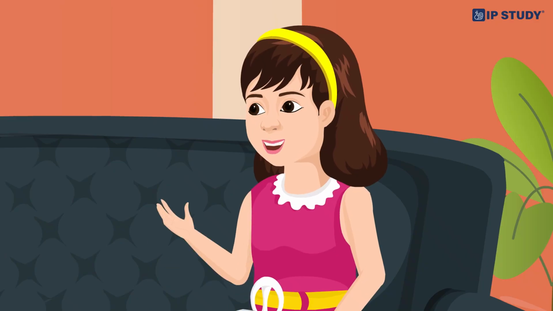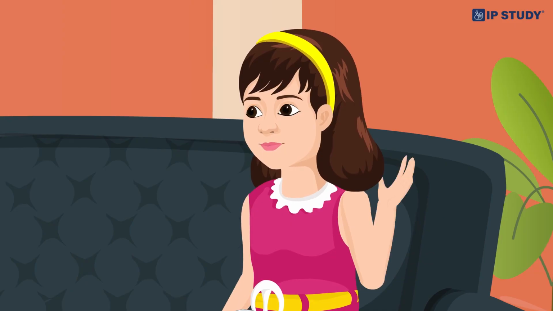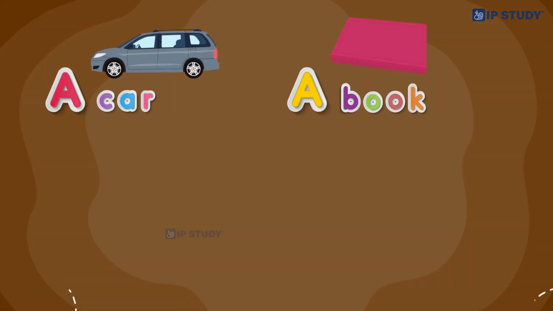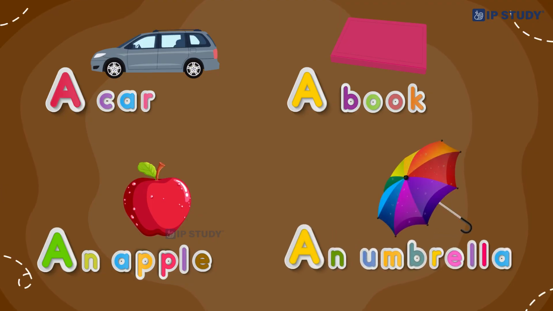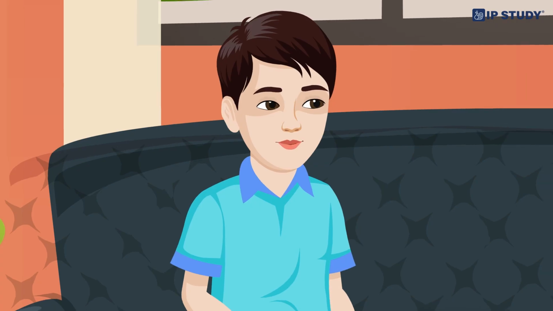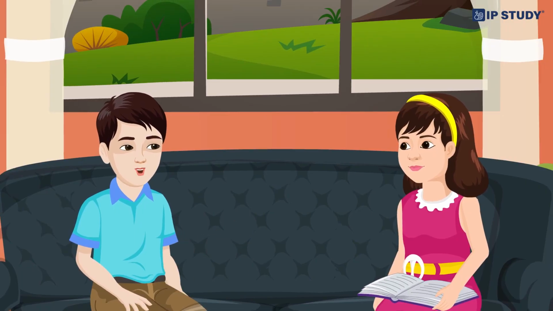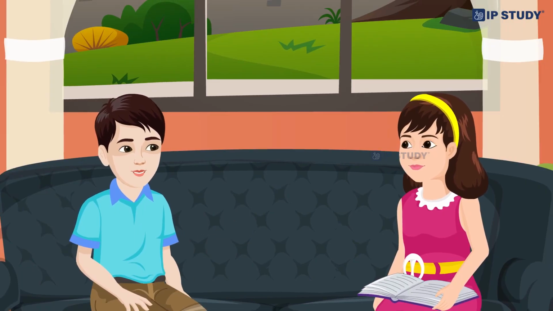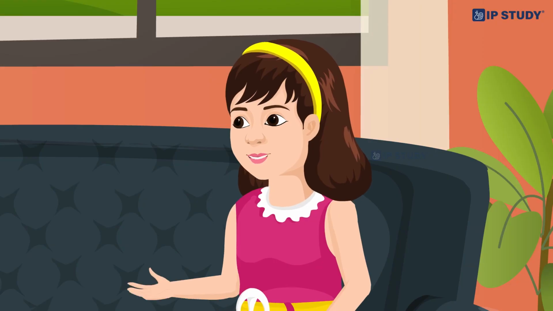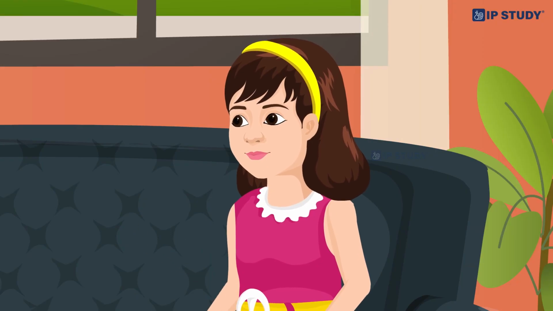A and an mean one. A and an are placed before countable nouns in the singular numbers. A car, a book, an apple, an umbrella. So, we don't put a or an before an uncountable noun like give me a water or she has a water. Yes, you're right, Akshit.